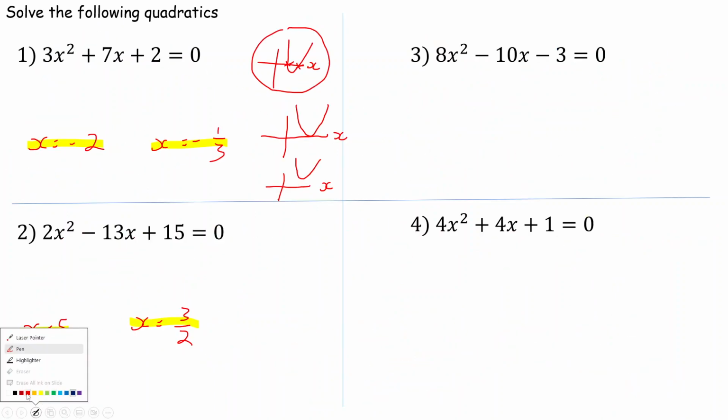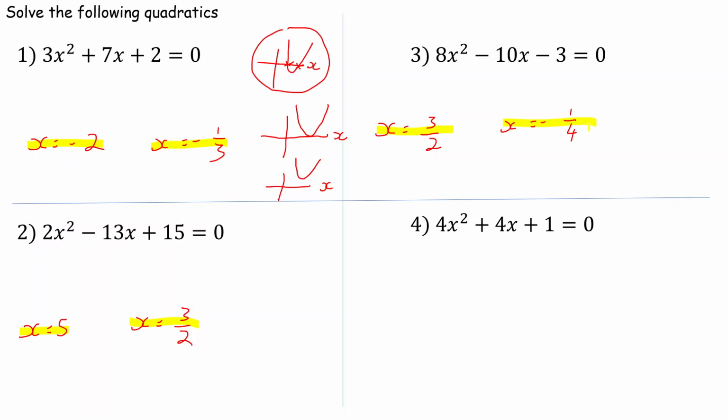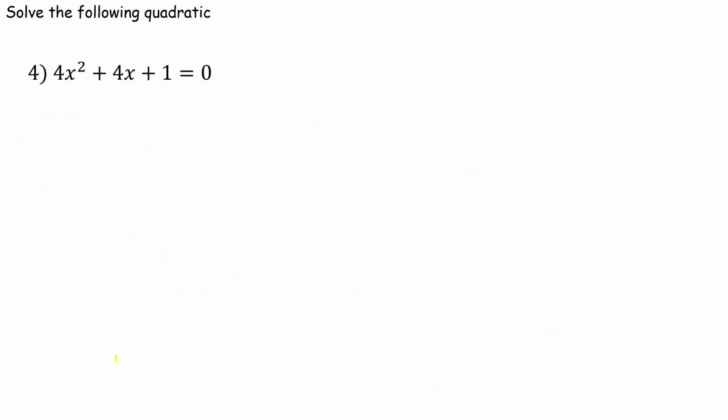So let's go put this in. So x equal to 3 over 2 and x being equal to minus 1 over 4. These are your solutions. And then on to the last one, question number 4, and that's going to be it for this video.